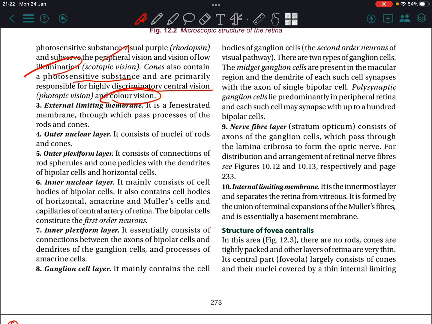External limiting membrane is a fenestrated membrane through which pass the processes of rods and cones. Outer nuclear layer consists of the nuclei of rods and cones.